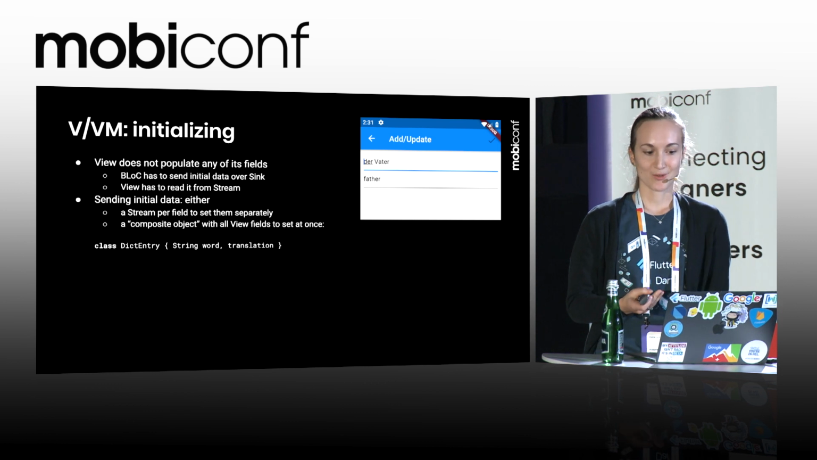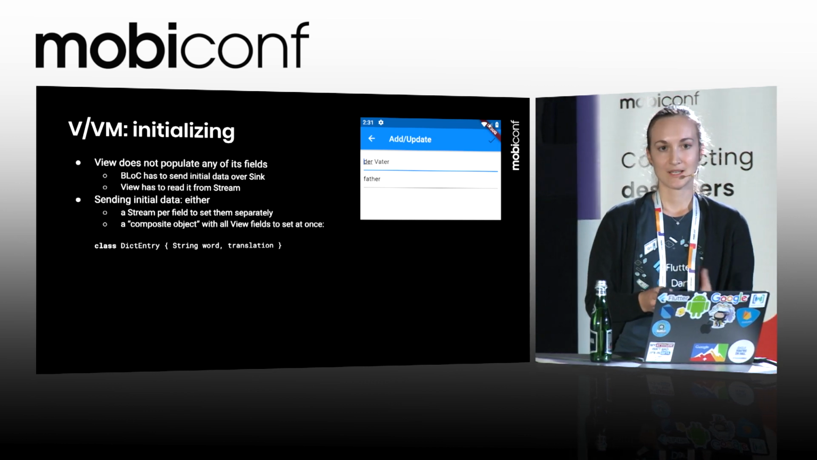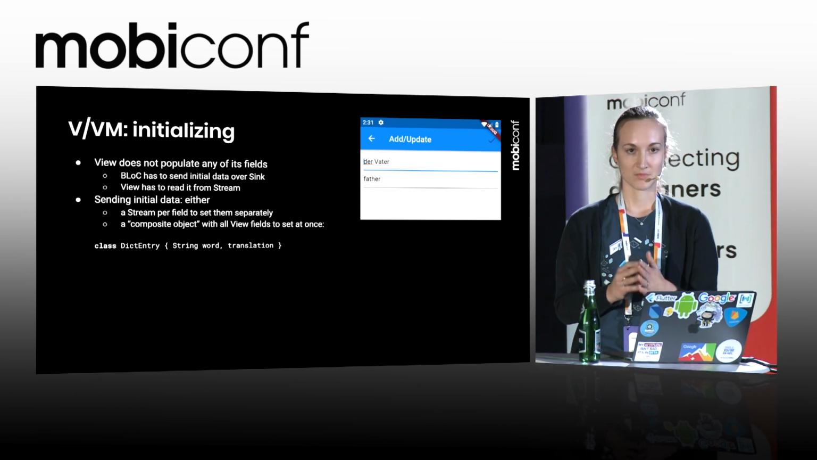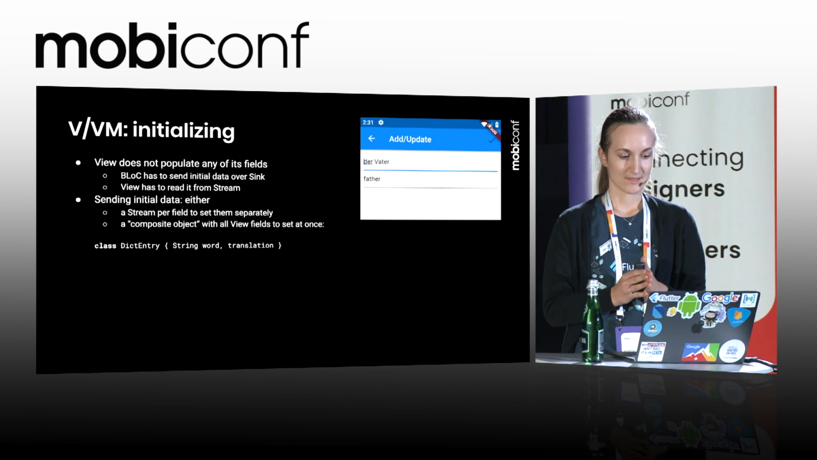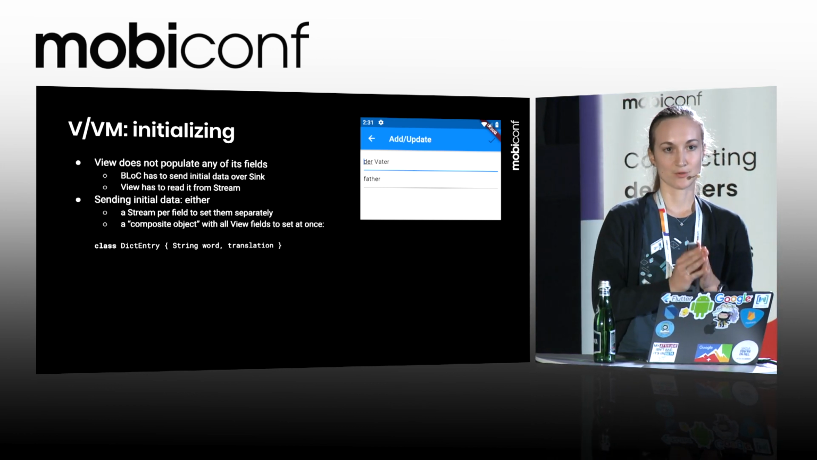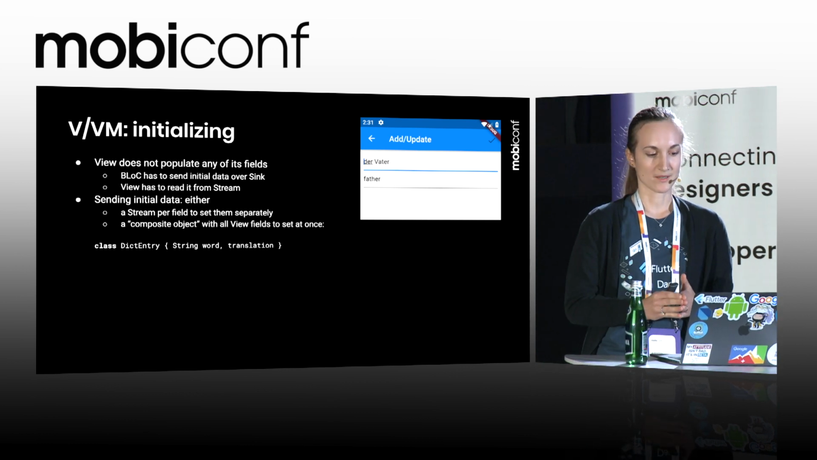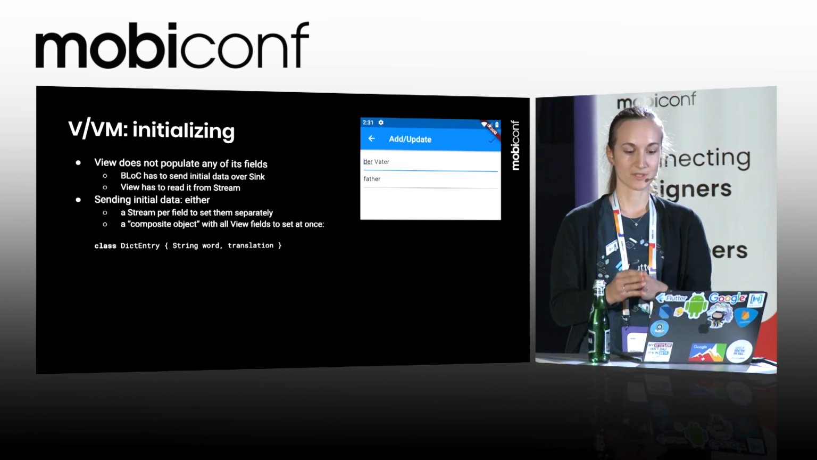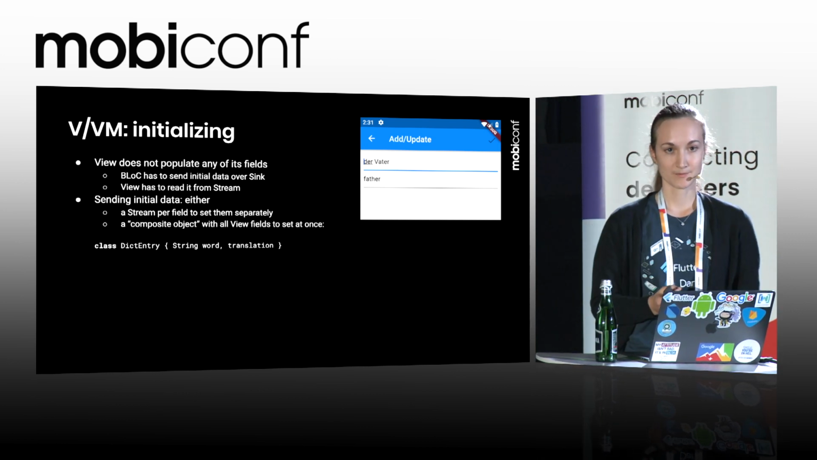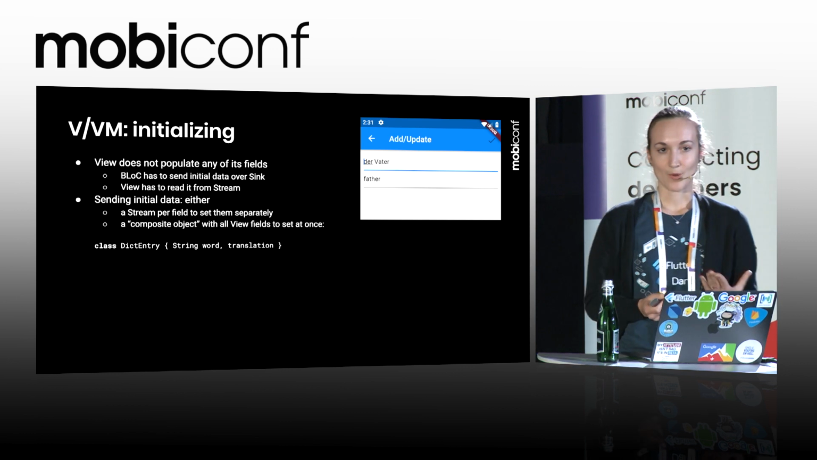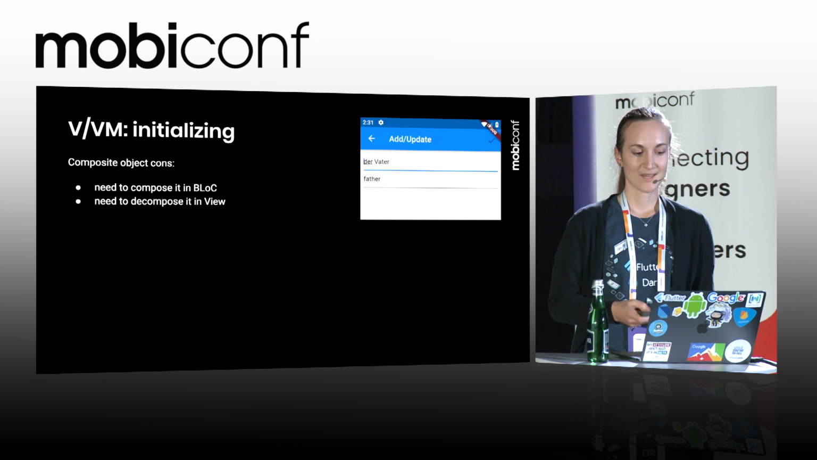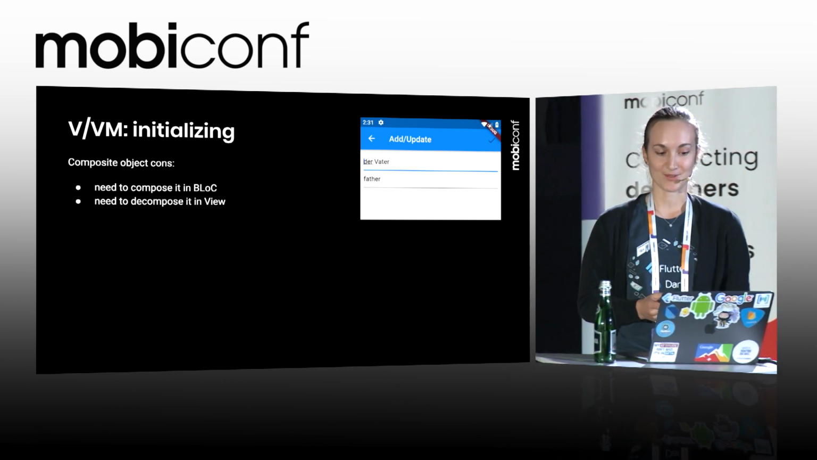The first question, how do you initialize your view model? With BLoC, view does not populate any of its fields, no methods, no setters, and BLoC has to send initial data to view over Sink+Stream pair, and view has to read it from stream. We can create a stream for every field to set them separately, or we can use a composite object to set them all at once. But composite object has some cons.